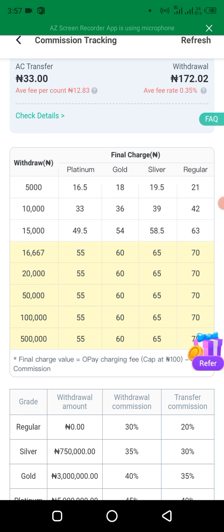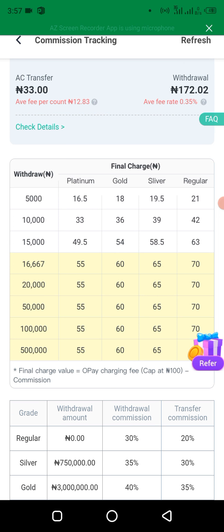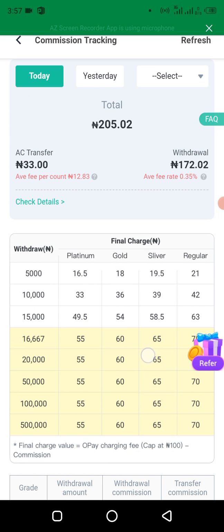So if you are a gold merchant, they will charge you 18 naira instead of 25 naira or 30 naira when you withdraw 5,000. And if you're a platinum member, platinum members are enjoying the coolest charges on Opay, but we'll get there one day, hopefully. Now, for a platinum member, if you withdraw 10,000 naira, the charge is just 33 naira instead of them charging you 50 naira or 60 naira like other platforms do. They will only charge you 33 naira. That is ridiculously cheap. That's like one of the cheapest prices I've seen.